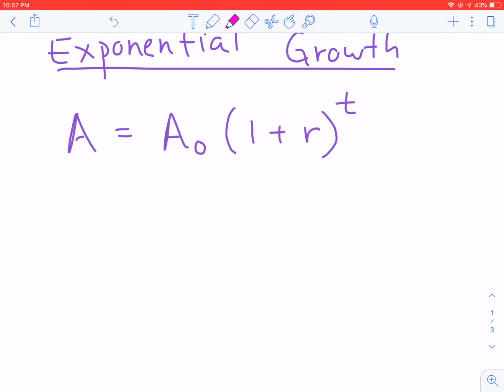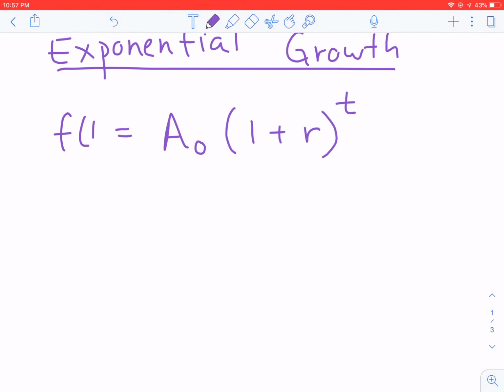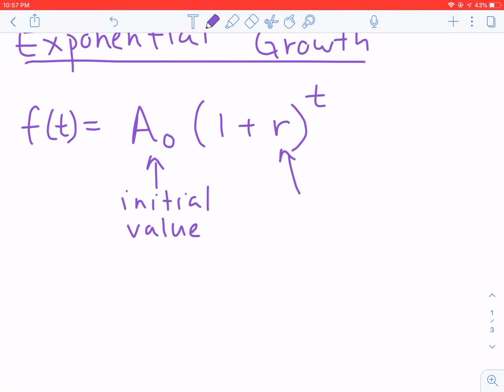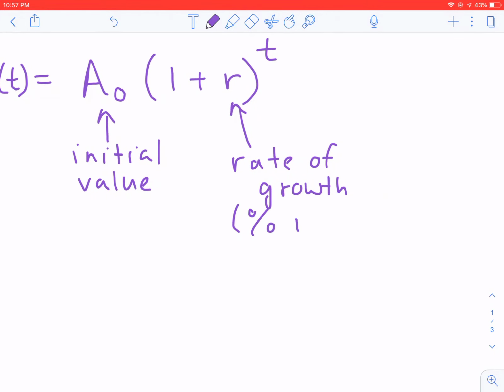So I don't know why I wrote a here. I think I actually like it better as a function. So let's say f of t is equal to that. So this a sub 0, that's going to be the initial value, or the initial amount. This r, that's going to be our rate of growth. In other words, that is our percent increase. But of course, you want to write that as a decimal. So whatever percent you're increasing by, divide that by 100.